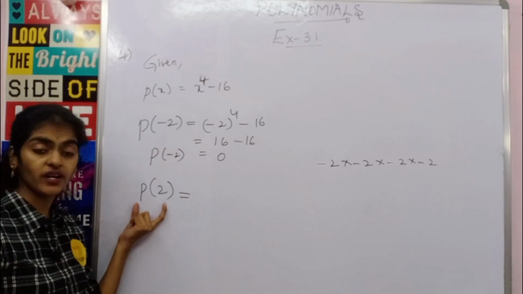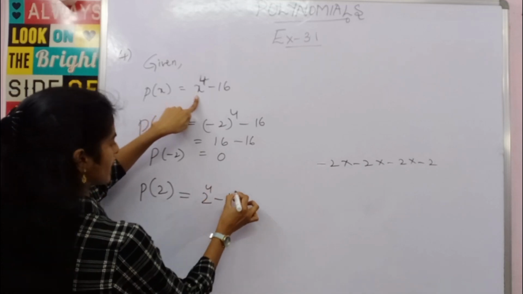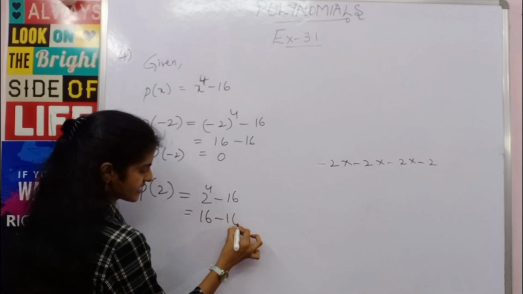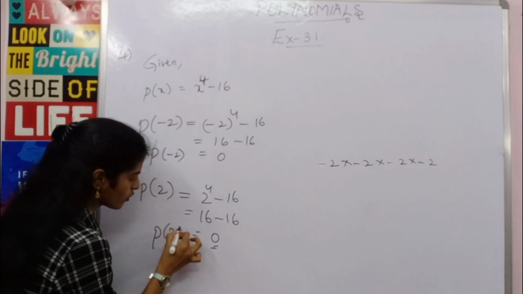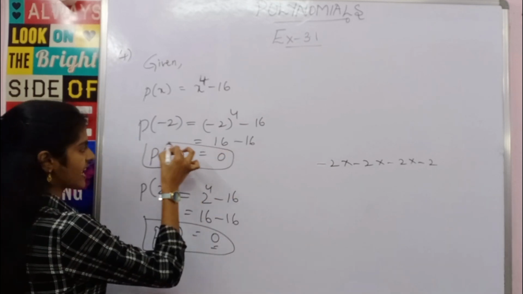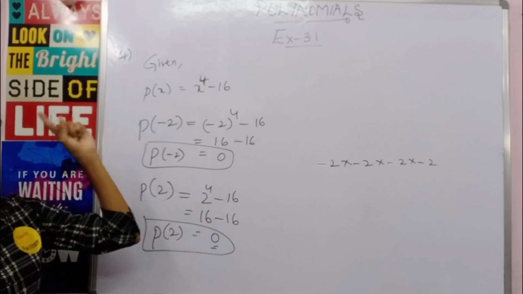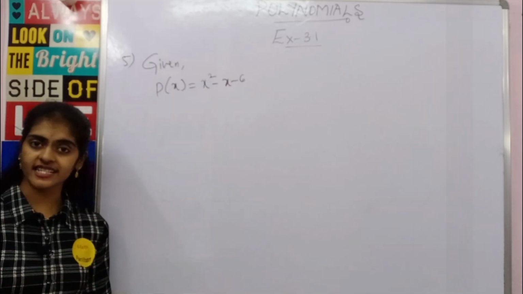Now let us see what is p of 2. If you substitute 2 in the place of x, it is 2 power 4 minus 16. 2 power 4 is nothing but 16, minus 16. So the answer is 0. P of 2 is 0. P of minus 2 is also 0. So what can you say about this? You can say that 2 and minus 2 are the zeros of this given polynomial. The fifth question is a similar question.